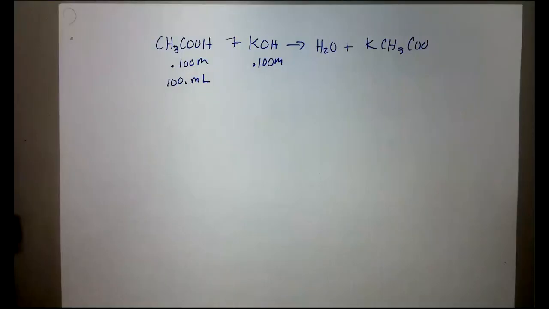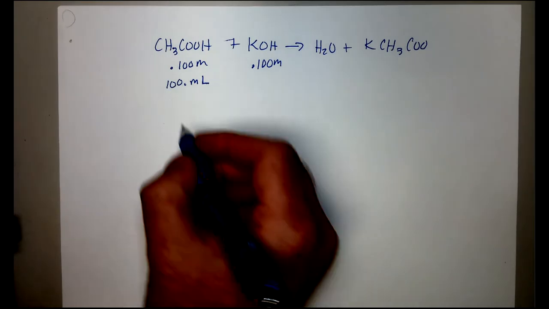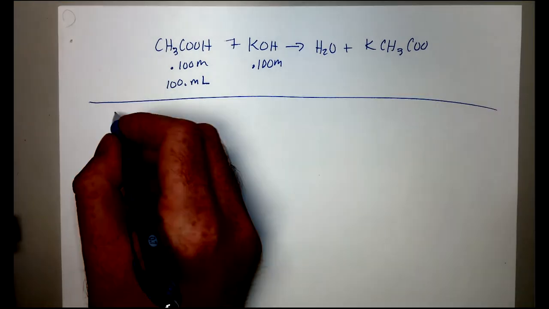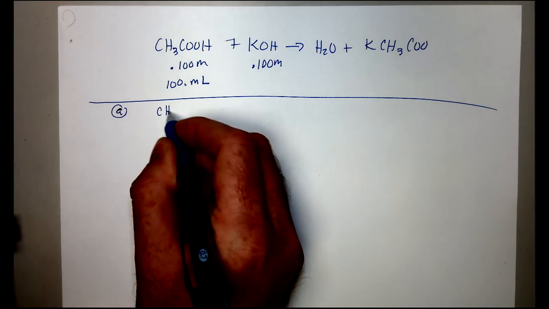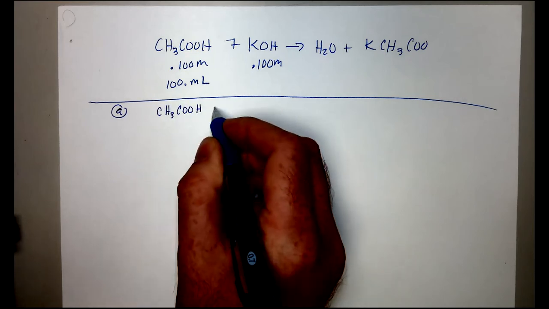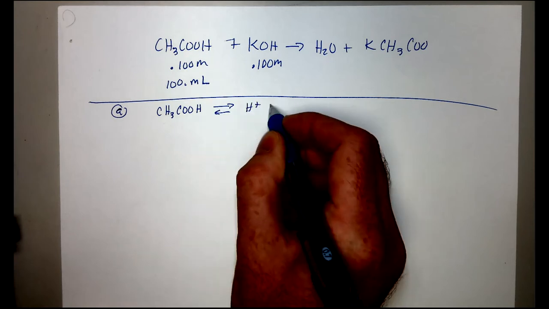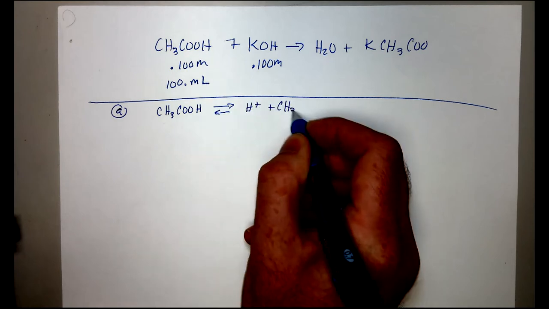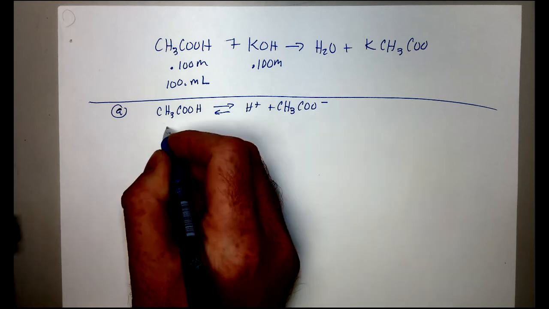So looking at our problem, let's just consider the 0.1 molar acetic acid at first. So that's part A. It's just going to be an equilibrium problem like we've done already. So it's going to be an equilibrium with H+ and CH3COO-.